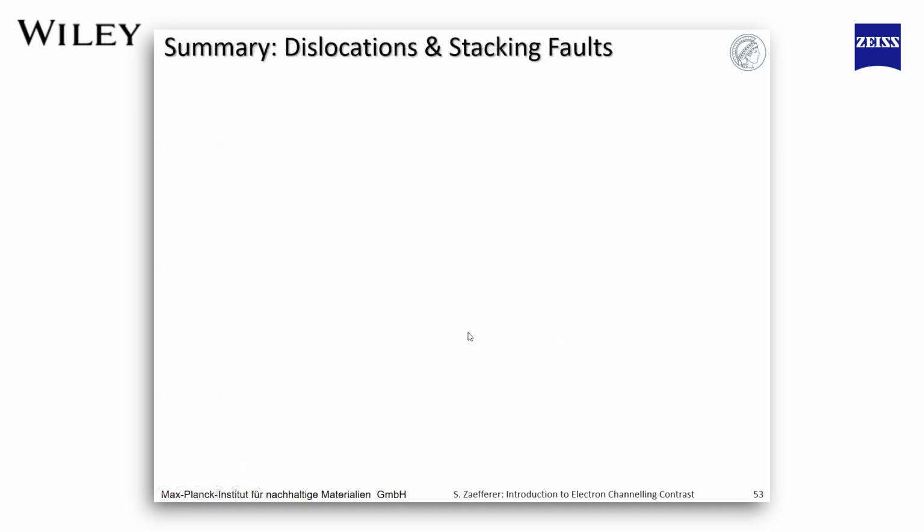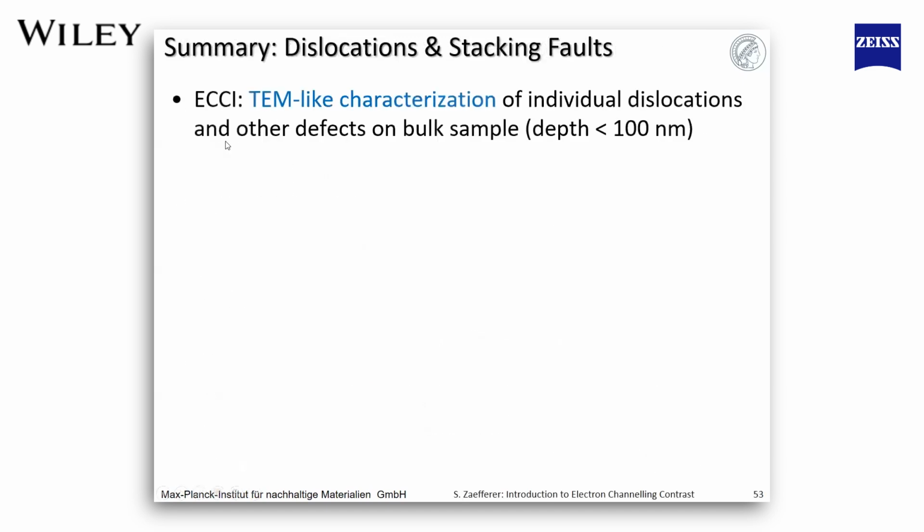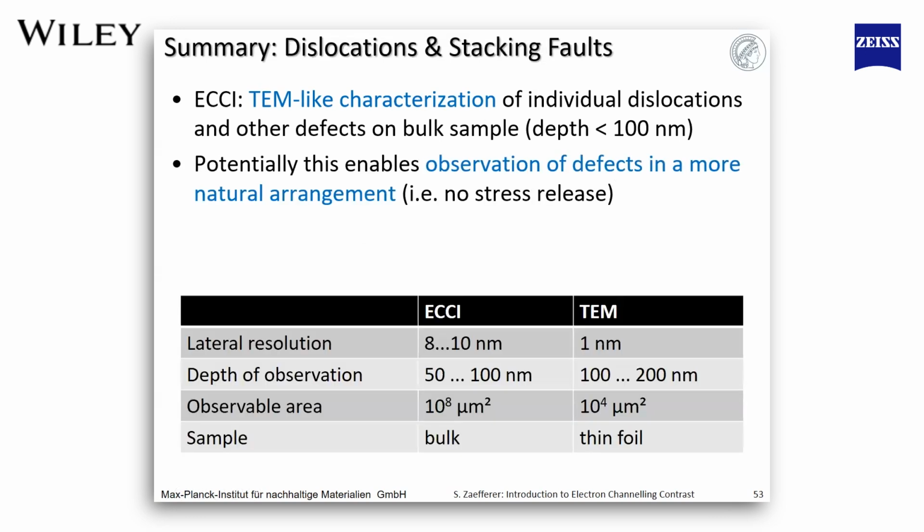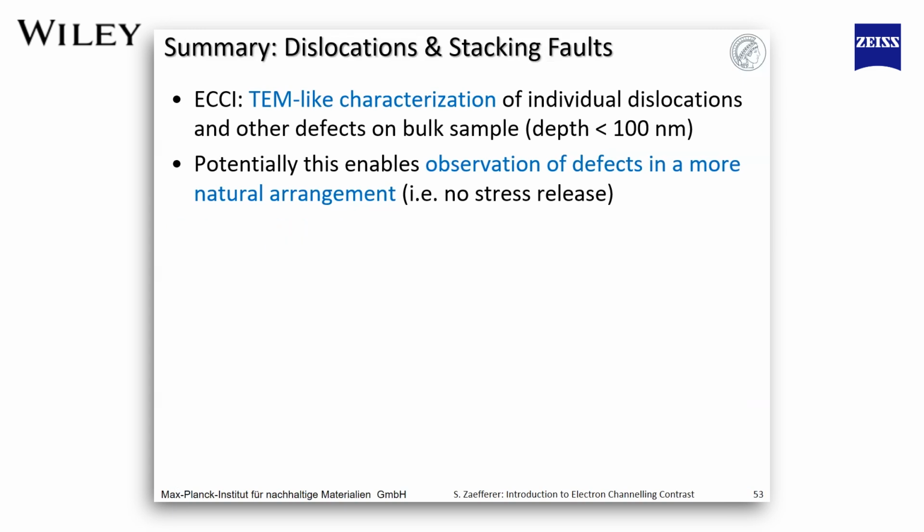And last slide, I'd like to compare ECCI with TEM. So ECCI is clearly a TEM-like characterization of dislocations and other defects. Because we are observing the dislocations on a bulk sample, we have the chance to observe these defects in a more natural arrangement. That means no stress reliefs during preparation of this sample. Also, we can do in situ observations more easily, like annealing.